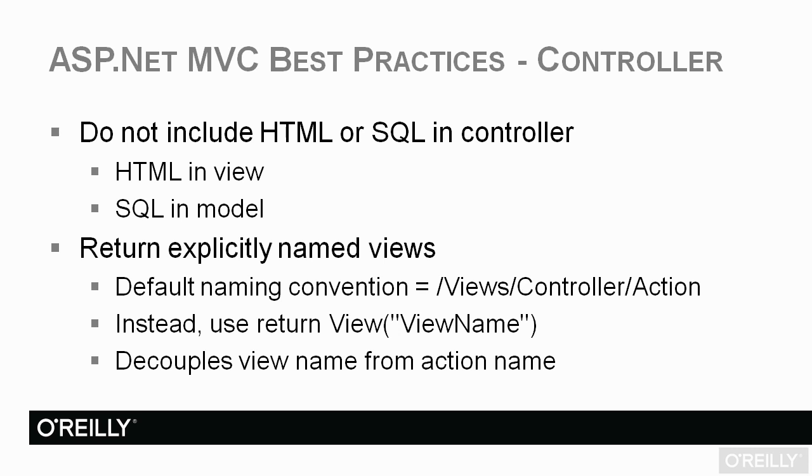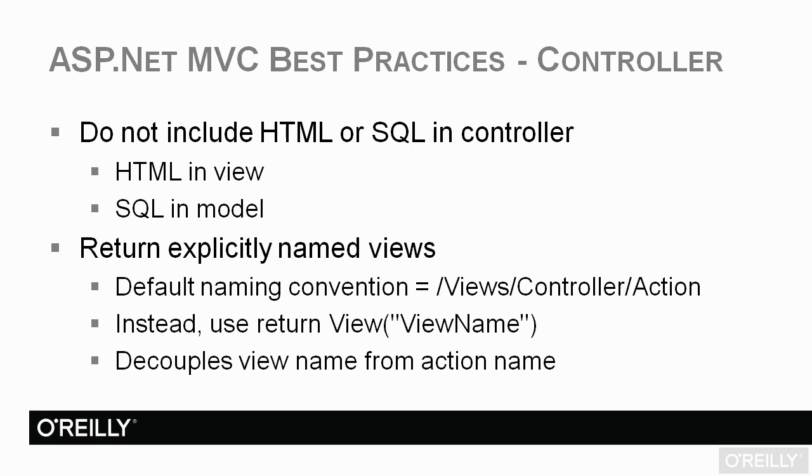Return explicitly named views. By default, the naming convention when you return view with no parameters is slash views slash controller slash action. If I have a products controller and an action called update, by default, when I return a view without a parameter name, it will be under views, products, update. That may not be what I want, and it's not explicit. It's a little bit of a magic string.